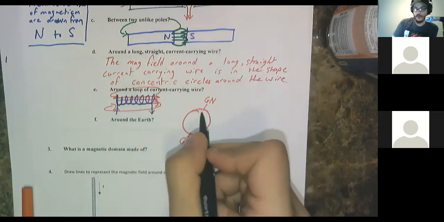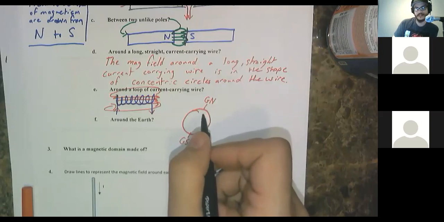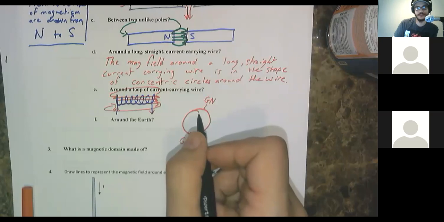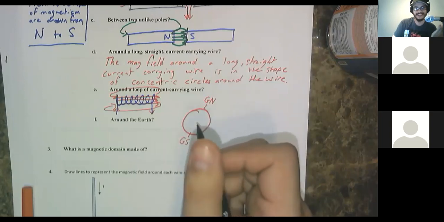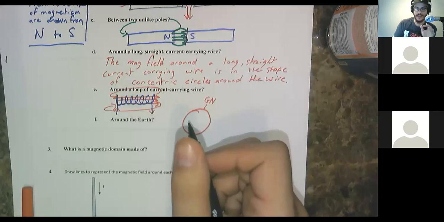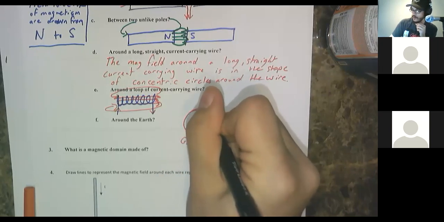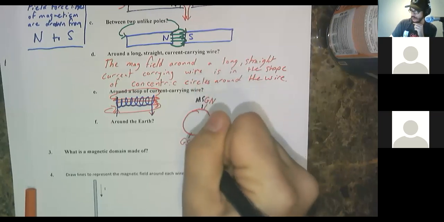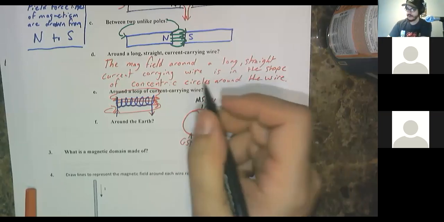But if the north pole of a magnet is attracted to the north pole of the Earth, what does that mean is true about the Earth's north pole? Well, what do you have to be to attract to the north end of a magnet? The only thing that is attractive to a magnetic north is a magnetic south. So geographic north is also magnetic south, which makes geographic south a magnetic north.